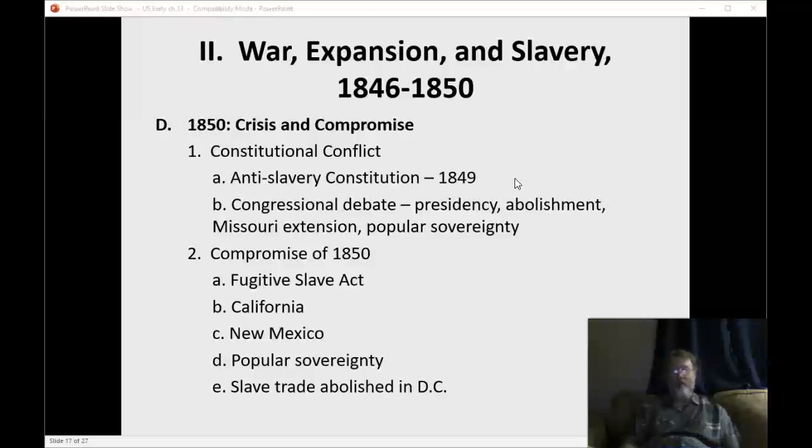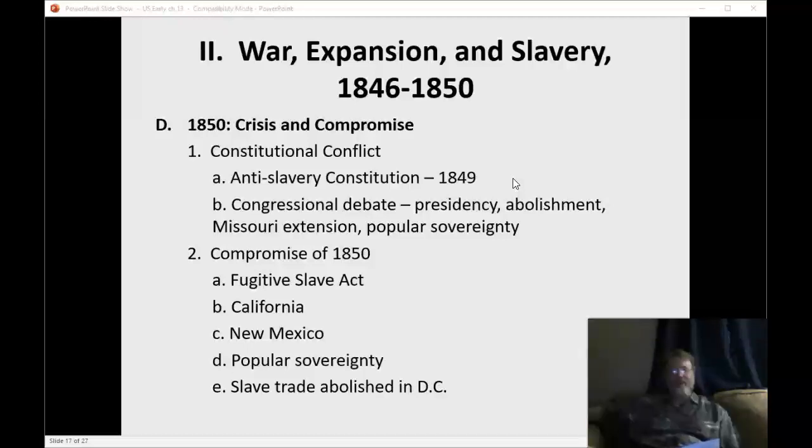Finally end it. Forty years after it had already been ended in the rest of the U.S. Remember, this is international slave trade. This isn't about buying and selling slaves between states. That's a domestic slave trade. That's perfectly legal. This is international slave trade we're talking about here. And lastly, they established New Mexico and Utah with popular sovereignty, meaning they can decide slave or not.